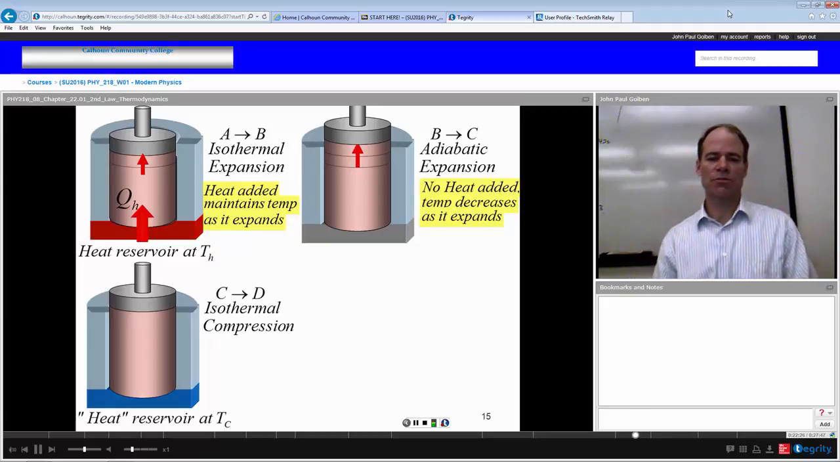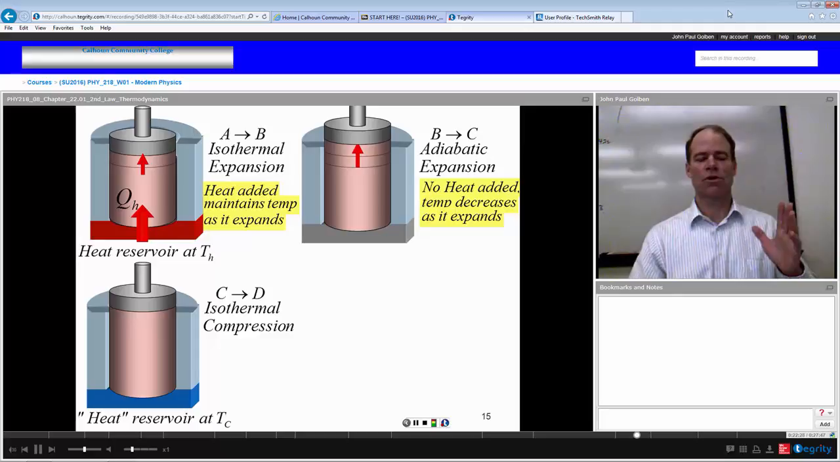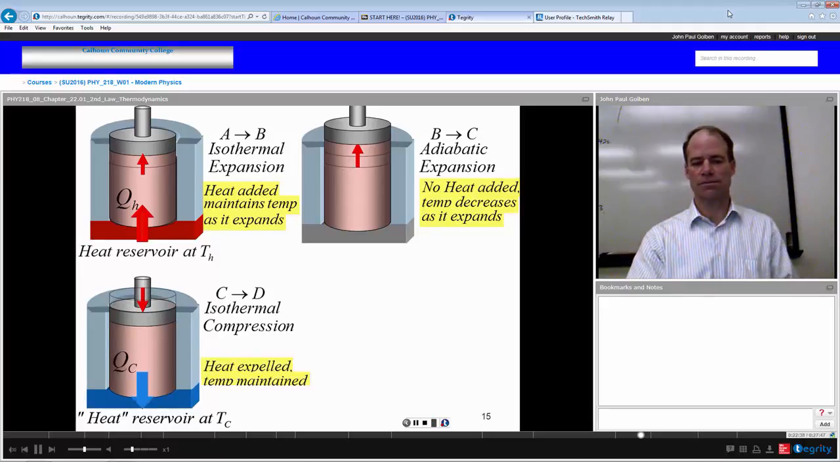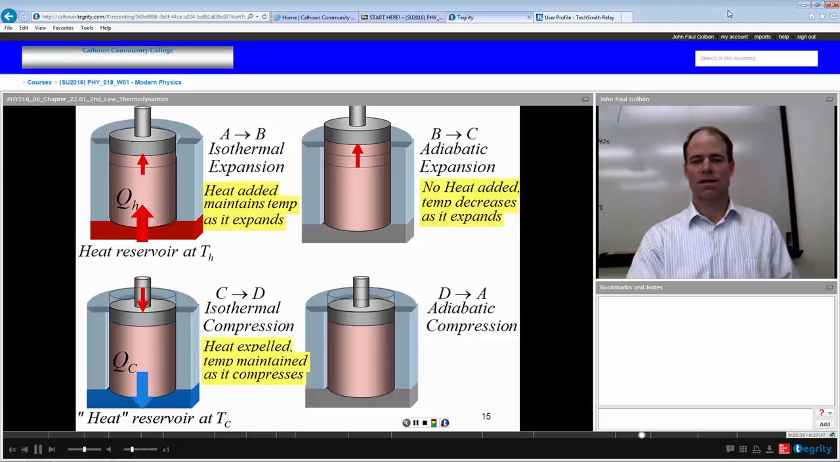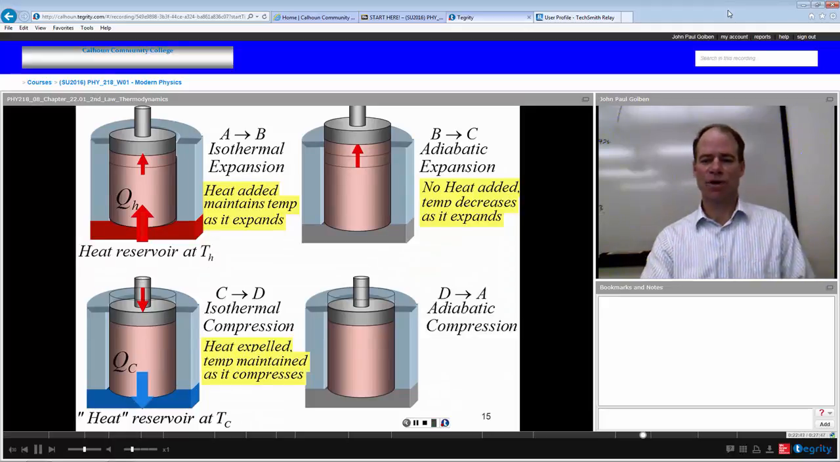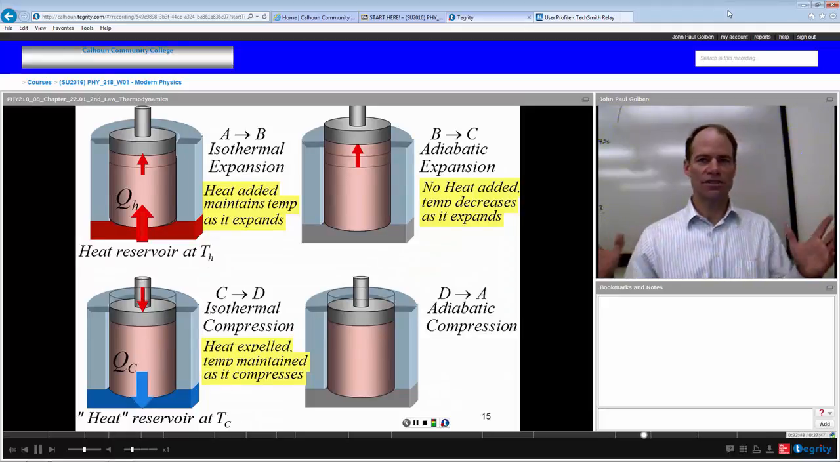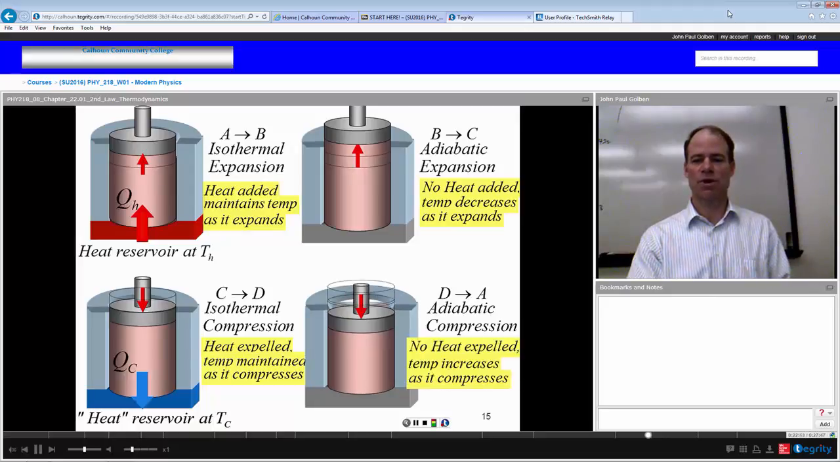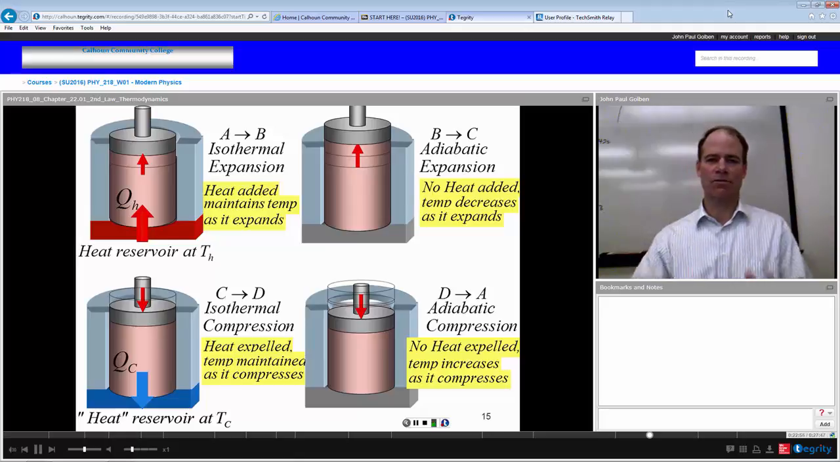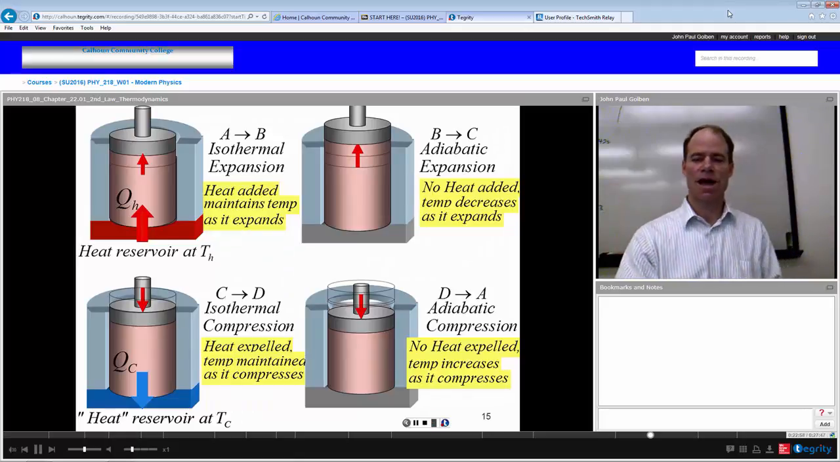We have an isothermal compression, so we're going to maintain our internal energy at a constant temperature. That means we're going to have to expel heat in order to do that as we're doing work on our system. And then we have an adiabatic compression. No heat exchange with the outside world, but we are compressing, doing work on our system. Hence our internal energy should go up, and our temperature will go up as a result of that as well. In fact, we'll go back to our original high temperature.